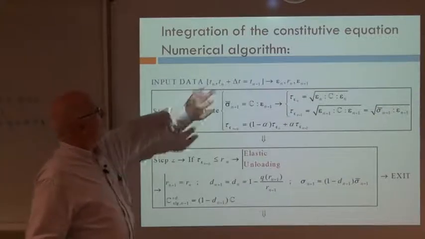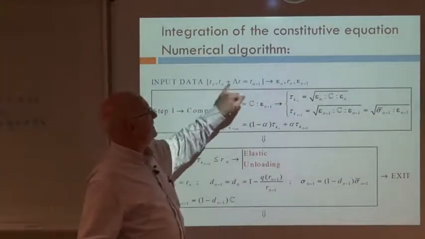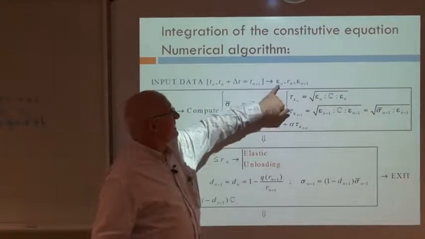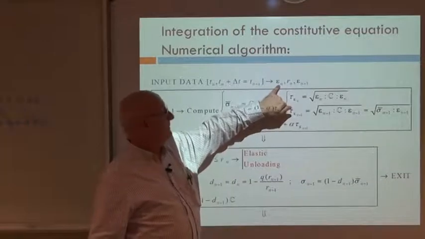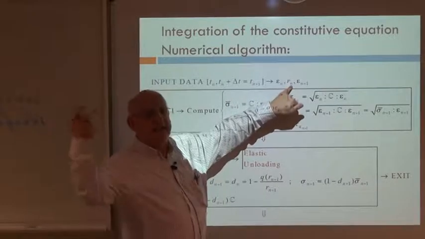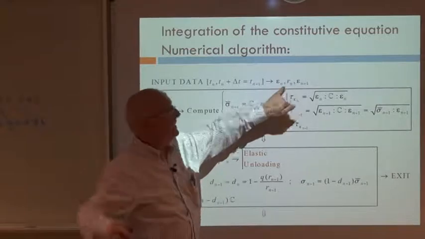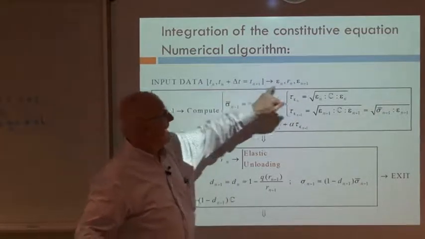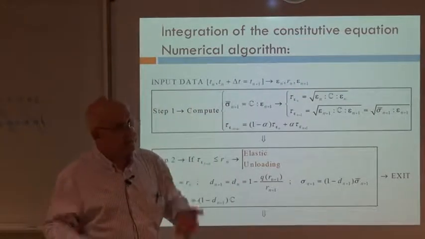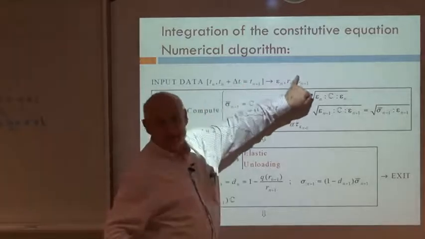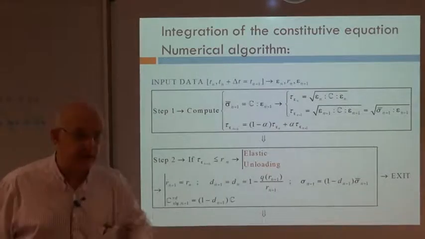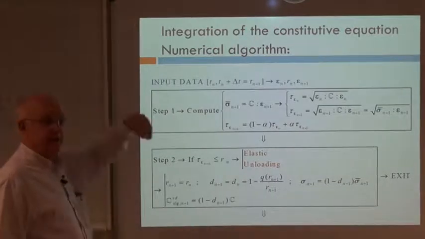What is the data? We are supposed to be at the time step tn plus 1, and I know some data from the previous time step. Typically, what I know is the strains at the previous time step, and the internal variable r evaluated at the end of the previous time step, which is the beginning of the current time step. And because the model is driven by the strains, I also know the current strains, the strains for which I want to compute the stresses. So these are input data into my routine.